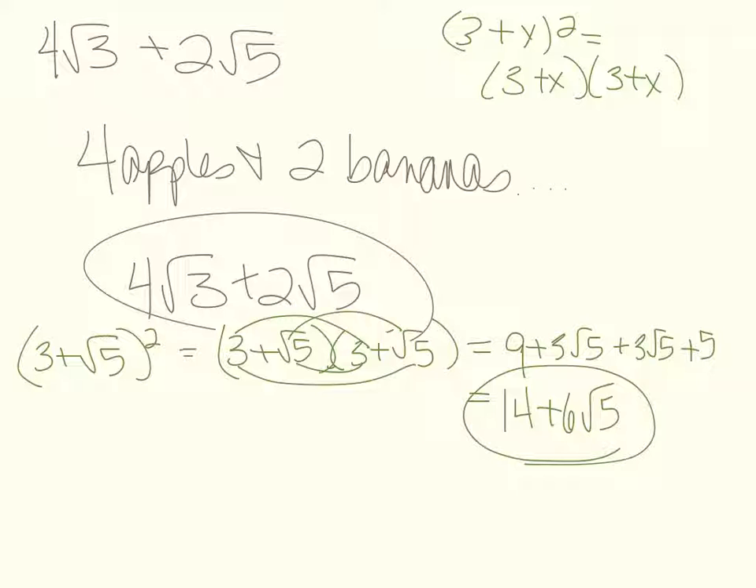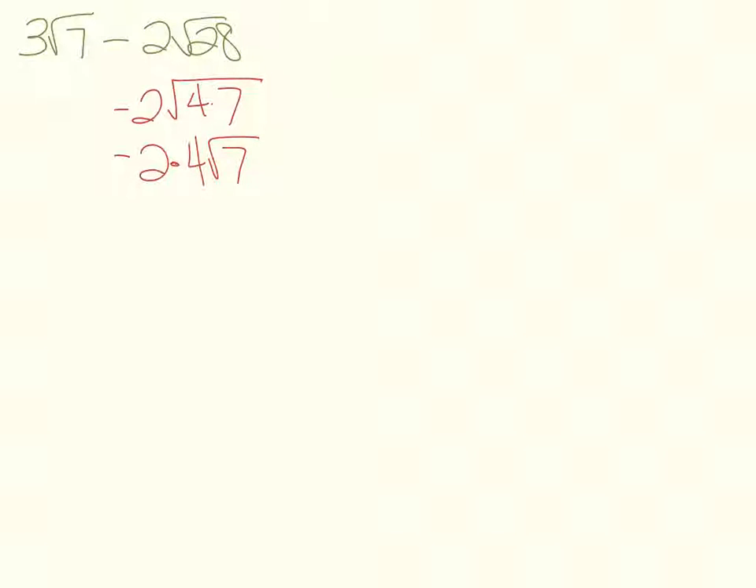Okay, I have two more things. How about some subtraction? Well, I don't have the same square root, so I can't do anything except that 28 can be simplified. I can do 2 square root 4 times 7. 4 is a perfect square. So 2 times 4, 8 square roots of 7.